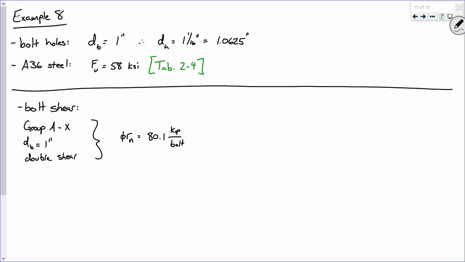Now, remind me, how many bolts do we have in the connection? 6. All right, so we want capital phi R_n for the whole connection. We're just going to take the capacity of a bolt, and there are 6 bolts in the connection. It's that simple. So we say 6 bolts times 80.1 kips per bolt. So what is phi R_n?